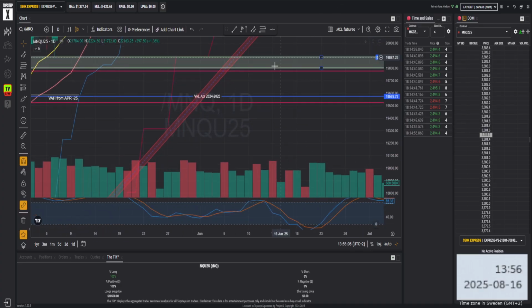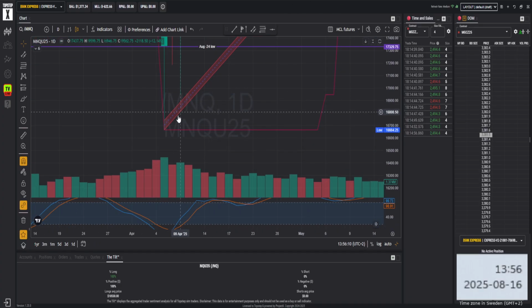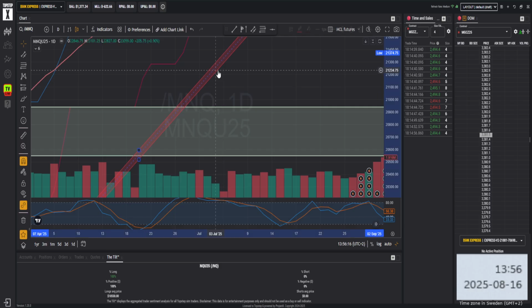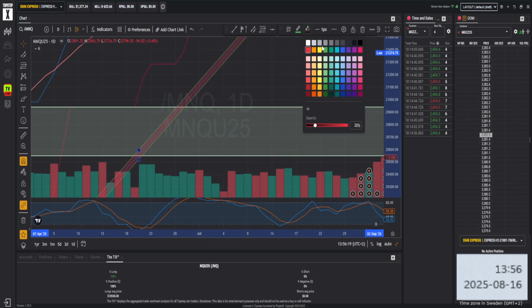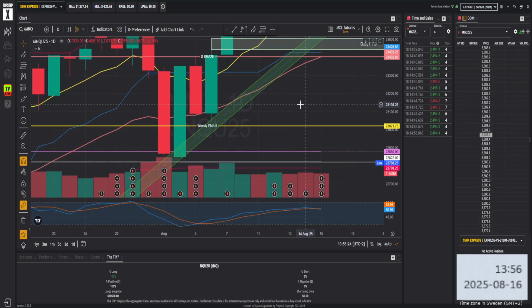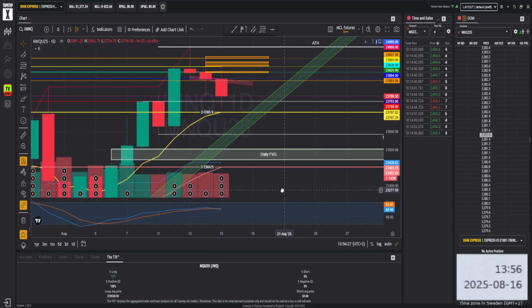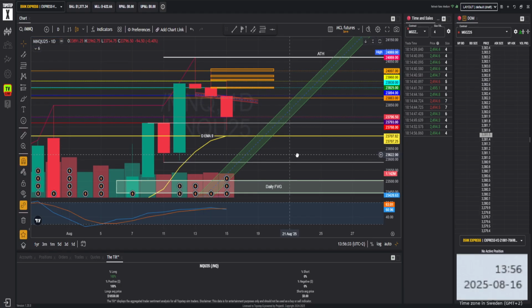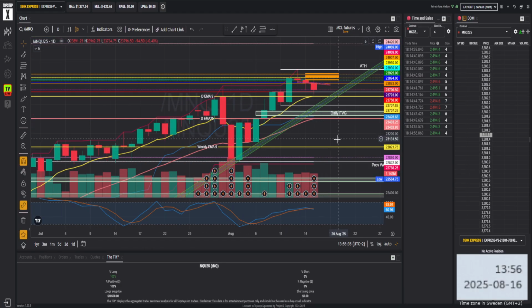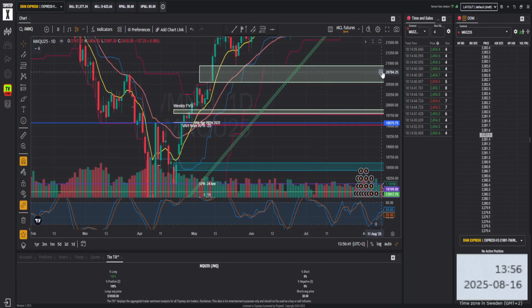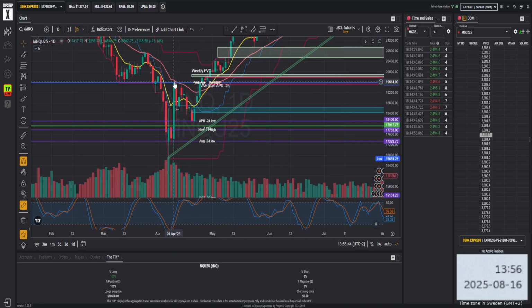So we only have 2 inflection points since April on this long channel. Let's make this green, because this is support. And we're not near that yet. We have been very far from this support line. Look how far away from it we are on all these.